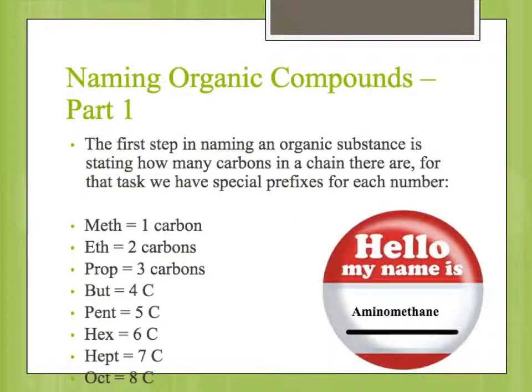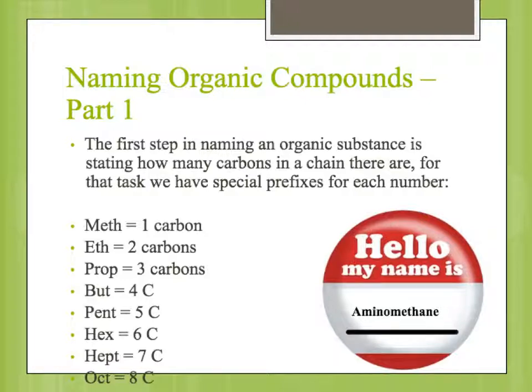Alright, next we're going to start naming. So the first part about naming is knowing how many carbons you've got in your longest chain. Remember that carbons can bend around corners, if you like, and so if they do that, then you will get confused about what your longest chain is, so just take care there.